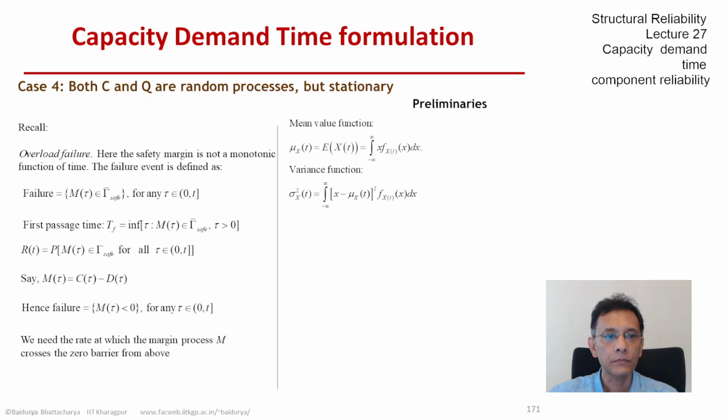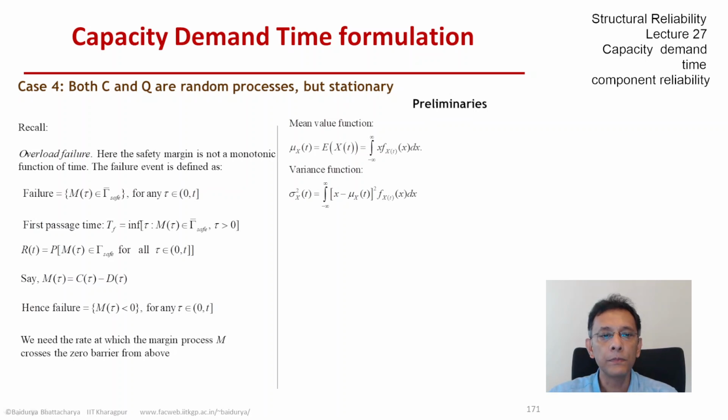This way, I can also define the variance function. Just like I have defined variance of a random variable, I can define the variance function of the process x, for which I would need to know the density function of the process at all times, just like I did for the mean value function.